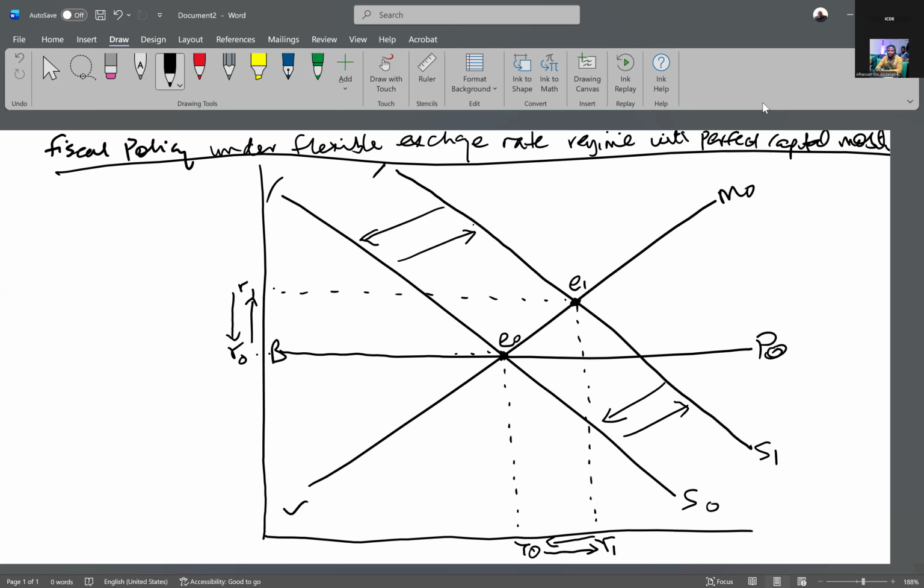So we said fiscal policy under flexible exchange rate regime is not effective. As you can see, in the end we come back to E0, where income would have fallen back to Y0 and interest rate would have fallen back to R0. Okay. So let's look at the monetary policy again, then we end.